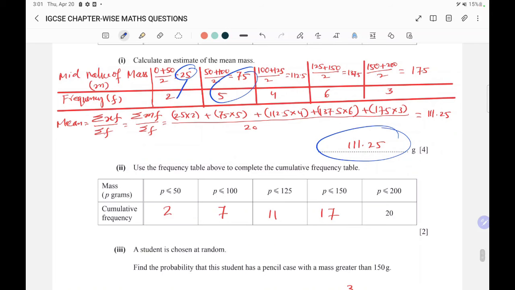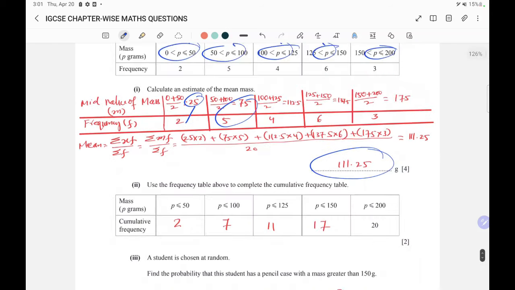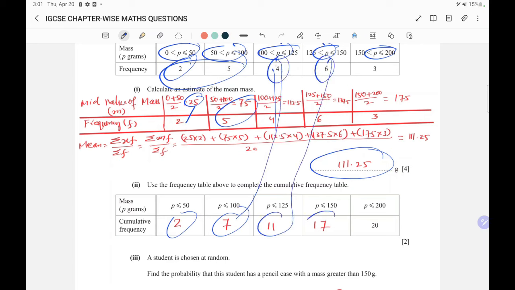Use the frequency table above, complete the cumulative frequency. That's fine, no problem. So first is 2. So this is 2. Next is 2 plus 5, which is 7. Now 7 plus this, 7 plus 4, 11. 11 plus 6, 17. 17 plus 3, that's 20.